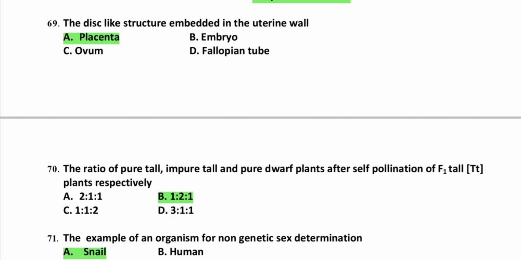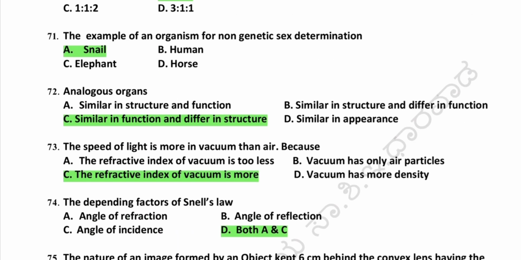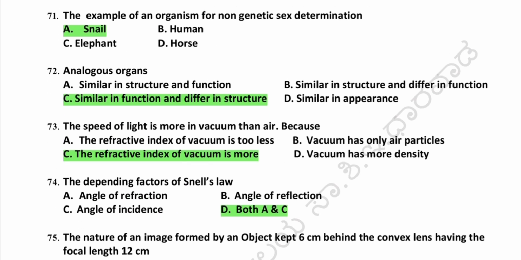The ratio of pure tall, impure tall and pure dwarf plants after self-pollination of F1 plants respectively, that is the genotypic ratio, is 1:2:1. Therefore, the correct answer is option B, 1:2:1. Now, moving to question number 71. The example of an organism for non-genetic sex determination is snail.